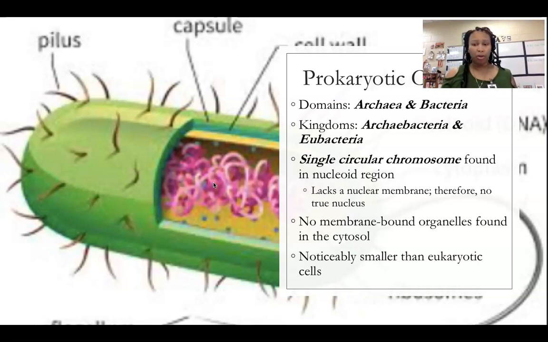There's no membrane-bound organelles found inside of prokaryotic cells. Now, the way I describe a membrane-bound organelle is if you were to imagine Jell-O with fruit in it, okay? The Jell-O will be the cytoplasm, the fruit would be the organelles. Well, in a prokaryotic cell, any organelle that is found in that cell is going to be directly in the Jell-O. So that's why you don't have that many.